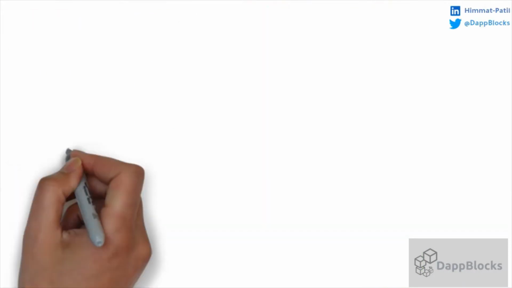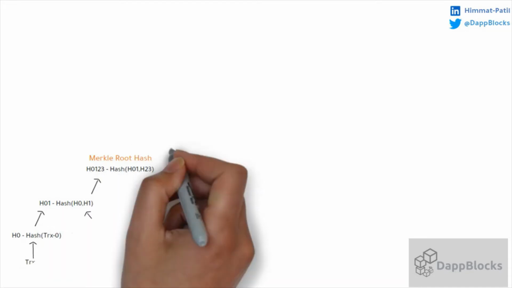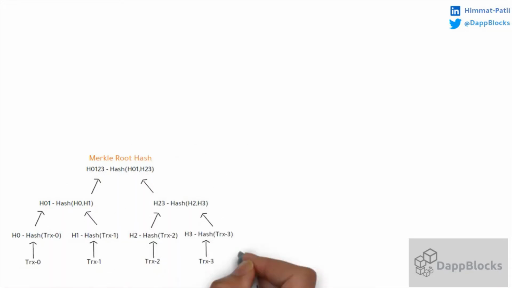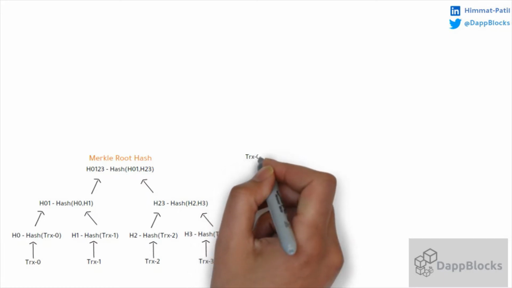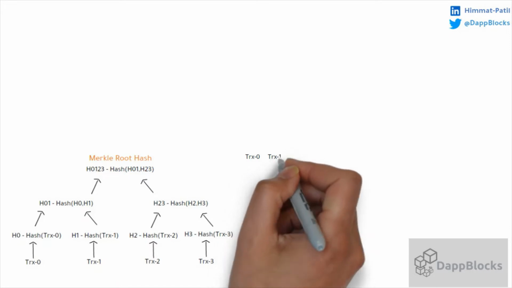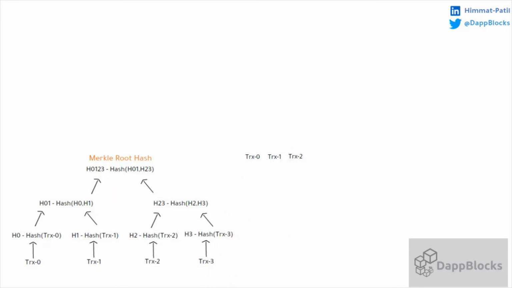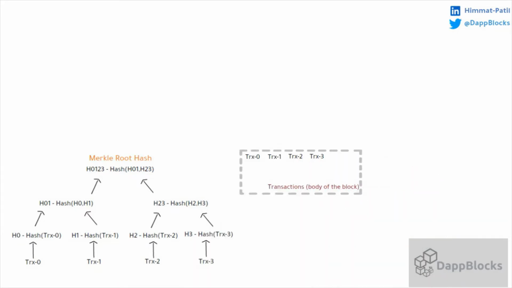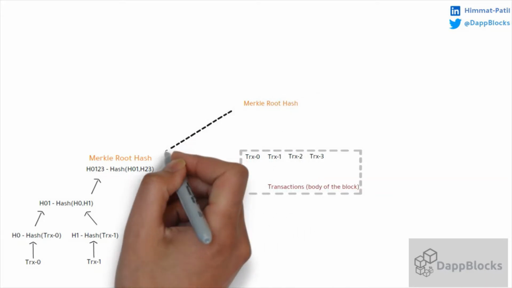Let us see what a blockchain looks like. Like we had a Merkle tree for datasets in the previous example, here we have a Merkle tree with transactions from transaction 0 to transaction 3 in the leaf nodes. These transactions, transaction 0, transaction 1, transaction 2 and transaction 3, are present in the body of the block in the blockchain. Then we have the Merkle root hash from the Merkle tree, which represents the entire tree.